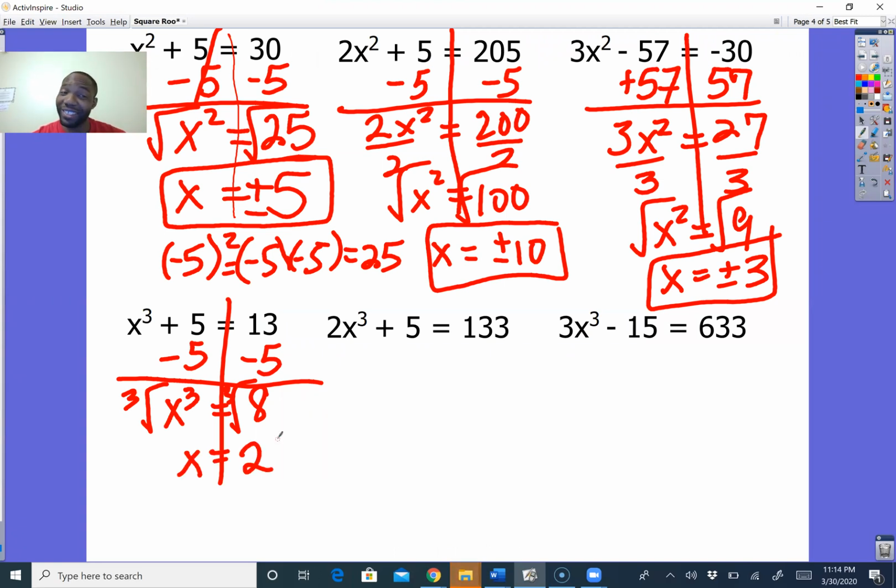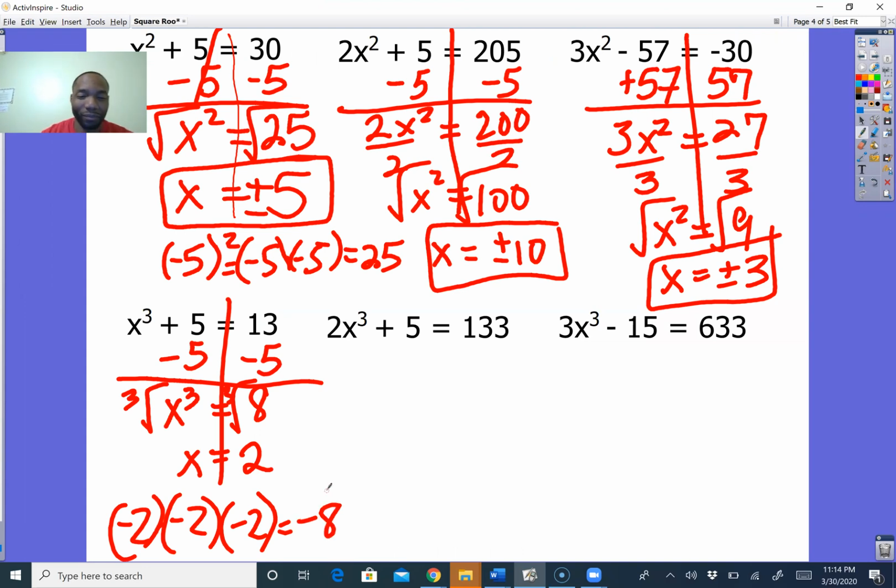Now, question, can it be negative 2? Let's see. Negative 2 times negative 2, come on, Mr. O'Neill, put parentheses, times negative 2 is negative 8. So we don't get positive and negative. No, sir. We only get one solution, right? Because negative 2 cubed is not 8. So this is my answer.